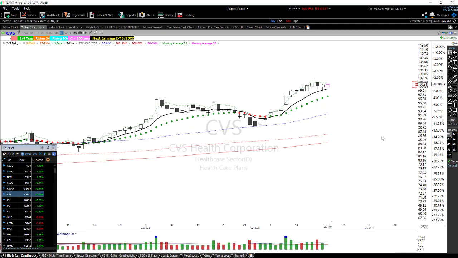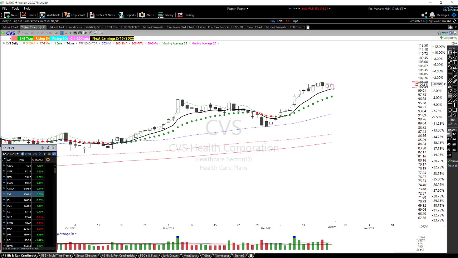CVS is setting up with a nice 3/8 trap, a little pop out of the box setting up as well. That would be a buy inside the 3/8 trap, and of course a breakout right through there. Pretty simple.